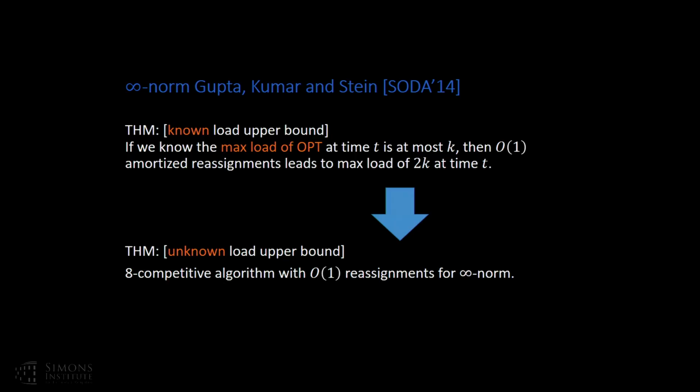In the case where we know a load upper bound for the optimal solution, say the optimal solution is k for the infinite norm, then we can easily get a solution that uses only order of 1 amortized reassignments, and the max load is at most 2k. So given an upper bound for the optimal solution, we can get something which is at most twice the upper bound. Then they converted this solution to one that works for unknown load upper bounds, and the general technique is once you reach the upper bound, double things, rebuild everything, and it works just fine. So this isn't too complicated, and you get an order-1-competitive algorithm with order 1 reassignments. This transition is fairly trivial.